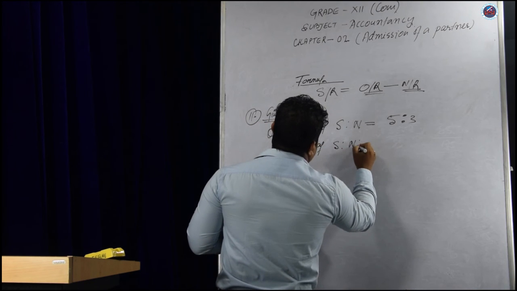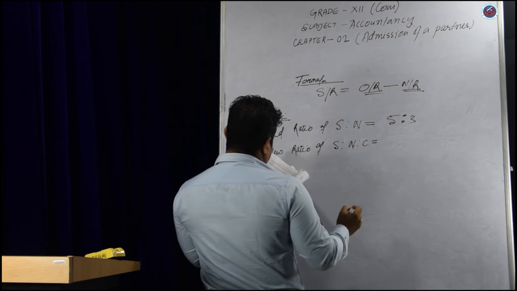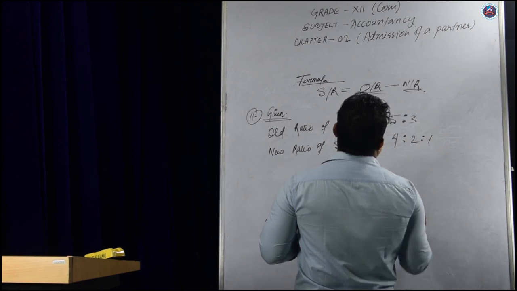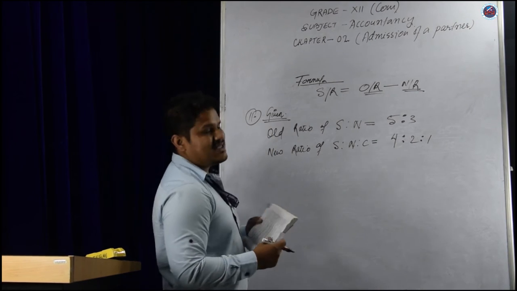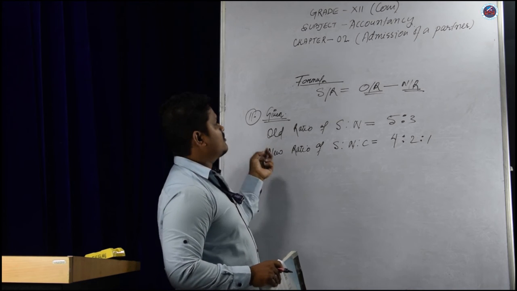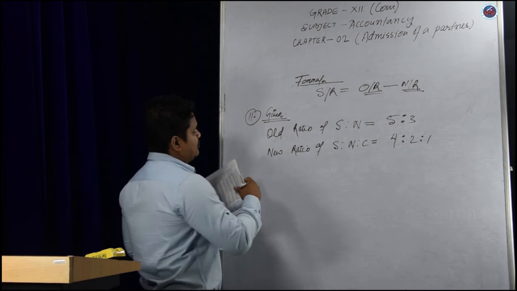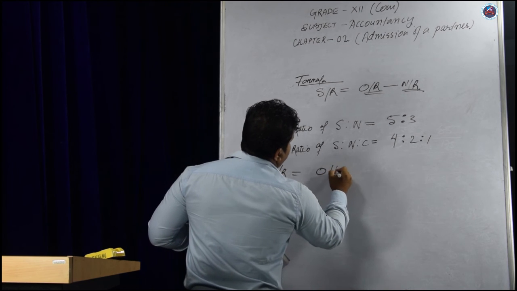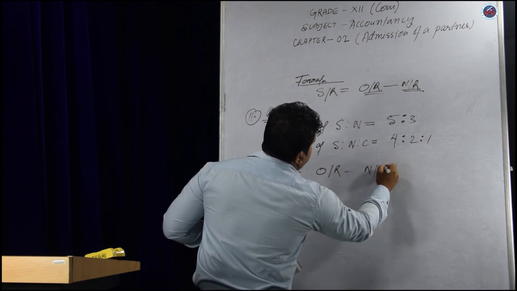Sandeep is to Nandeep is to C is equal to 4:2:1. So now the question arises: how much do Sandeep and Nandeep sacrifice for the new partner? So we have to find out the sacrificing ratio. The formula is old ratio minus new ratio. So how will we find out?